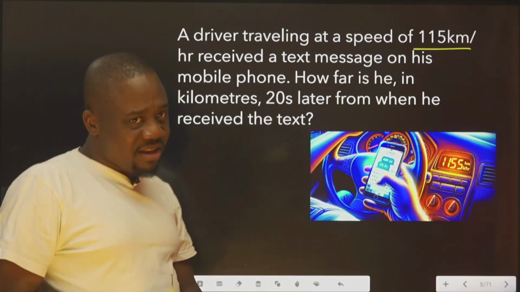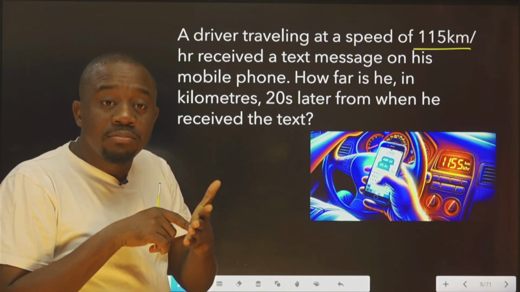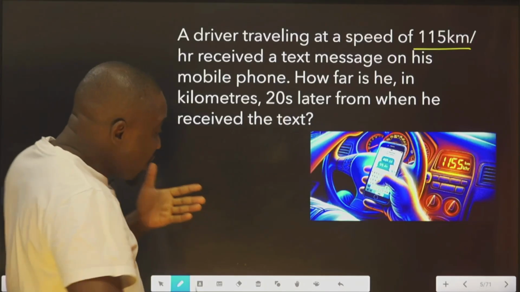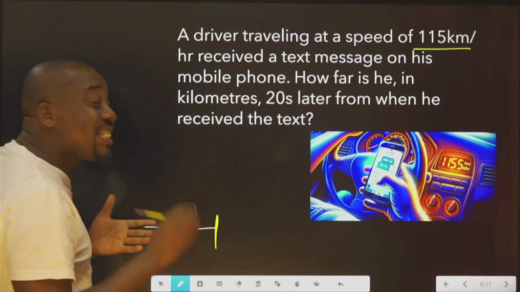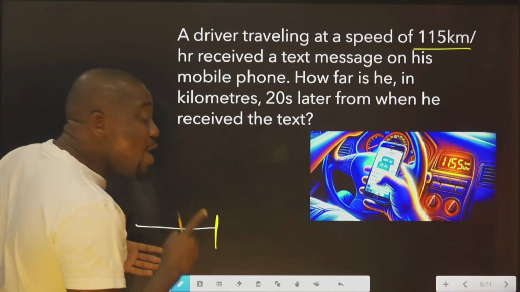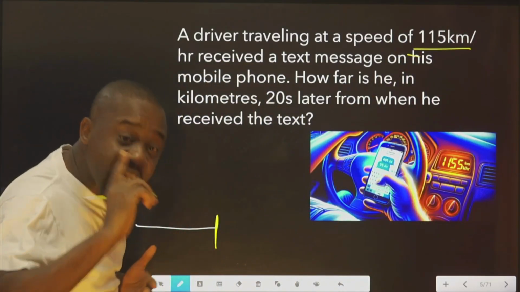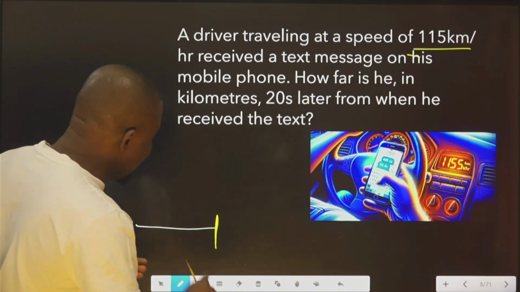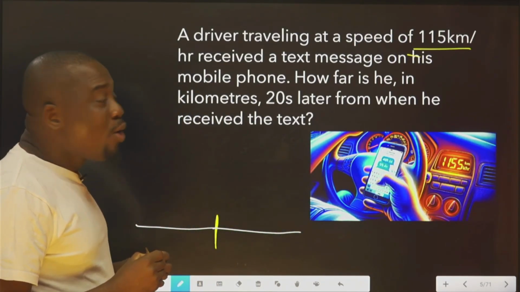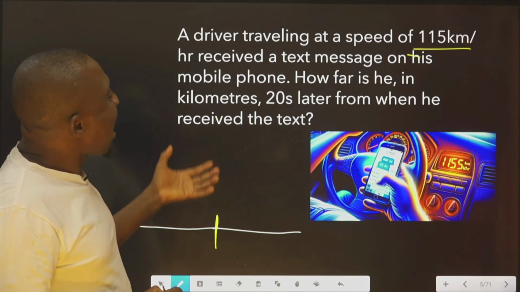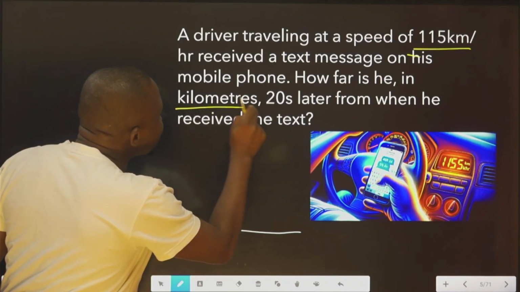While you were driving, you received a text message. Then you continue driving. When you receive the text message, you did not stop driving at this speed. You continue driving at the same speed. The question is saying, how far is he in kilometers?